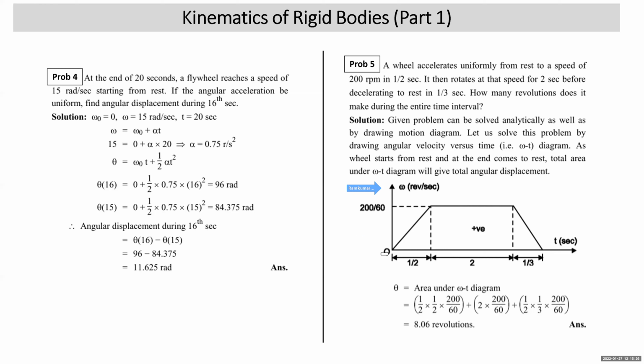All right. Now we understand that it starts from rest and it comes to rest. Omega T diagram is positive. So total area under omega T diagram will give you angular displacement. How will you get it? Now the diagram has been drawn. What is area of this triangle? Half into base into height: 1 by 2 into 1.5, height is 200 by 60. What is area of this rectangle? 2 into 200 by 60. What is area of this triangle? Half into 1 by 3 into 200 by 60. So that comes out to be 8.06 revolutions.